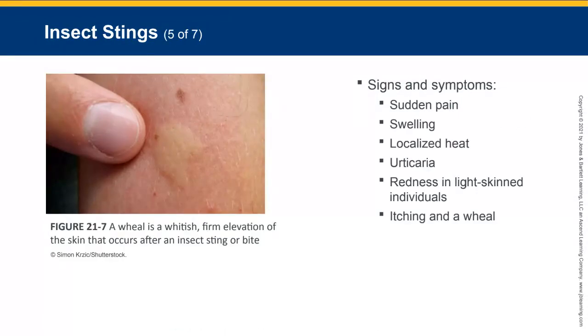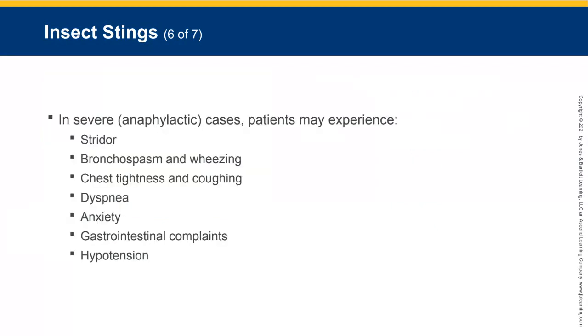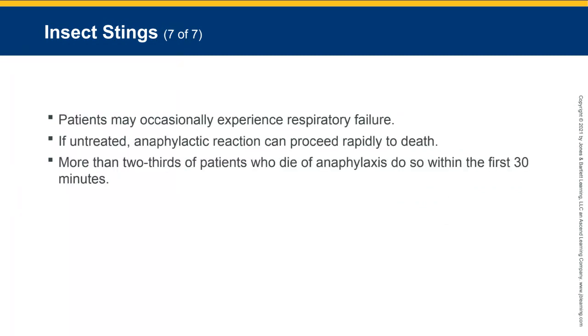All right. Now, signs and symptoms that you should look for with insect stings: sudden pain, swelling, localized heat, urticaria, redness in light-skinned individuals, itching, and a wheal. In severe anaphylactic cases, the patient may experience stridor, bronchospasm and wheezing, chest tightness, coughing, dyspnea, anxiety, gastrointestinal problems, hypertension. Patients may occasionally experience respiratory failure, and if they're at that point, they're in significant trouble. If untreated, anaphylactic reaction can proceed rapidly to death. More than 2/3 of patients who die of anaphylaxis do so within the first 30 minutes.